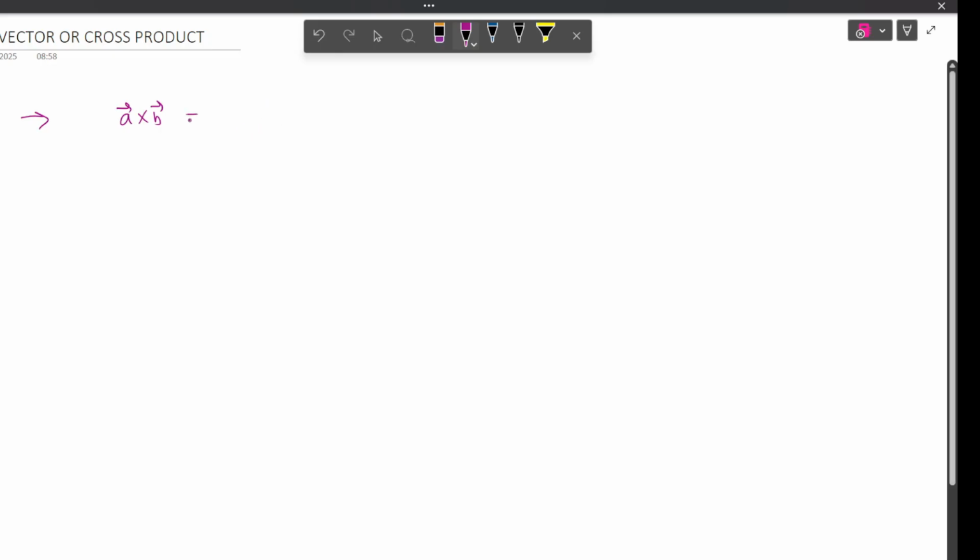So if we define a cross b, that should be mod a mod b sin theta. This is the magnitude, and there should be a direction. Let us say this is n cap.